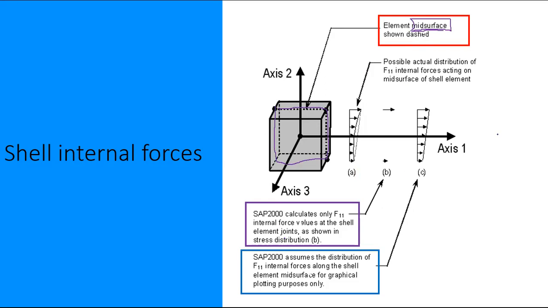The possible actual distribution of F11 will be like this along the height. But SAP calculates the internal force values only at the shell element joints. Then it interpolates the behavior. SAP assumes the distribution of F11 along the shell mid-surface graphically, and this is for plotting purpose only.